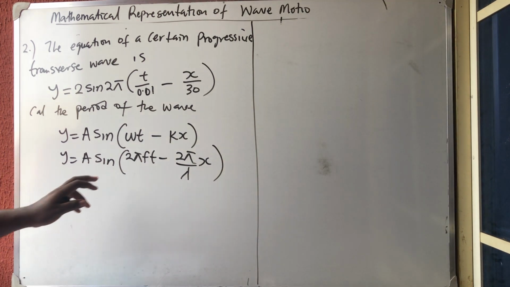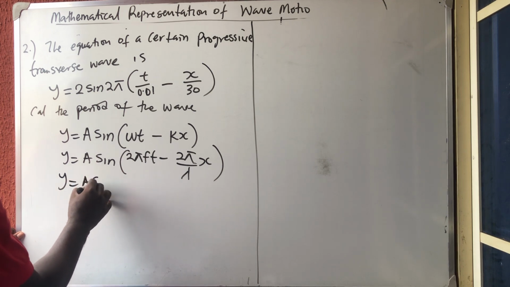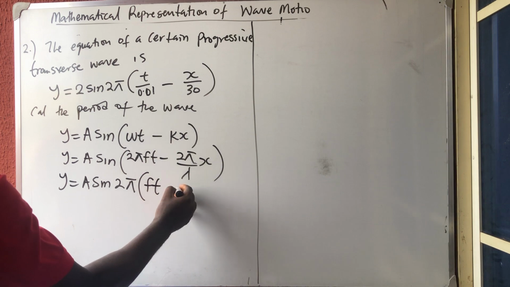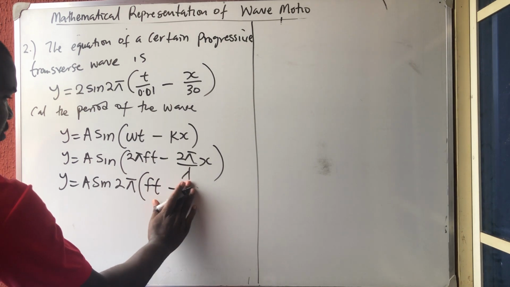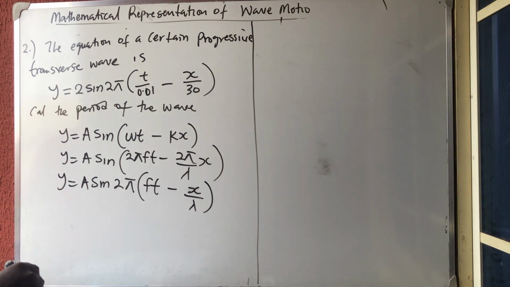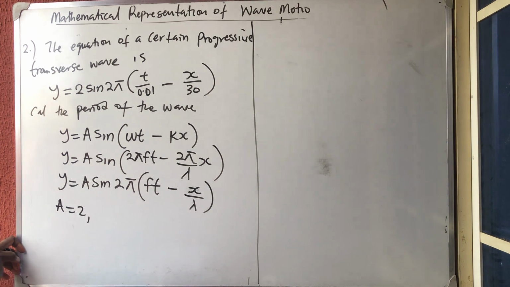Is it not? Now if you bring out the 2 pi that they brought out, you have that what? Y is equal to A sine 2 pi, that they brought out, I'm having that what? Ft minus x over lambda. So that is that. Now by comparison, you will see that your amplitude A is equal to 2.